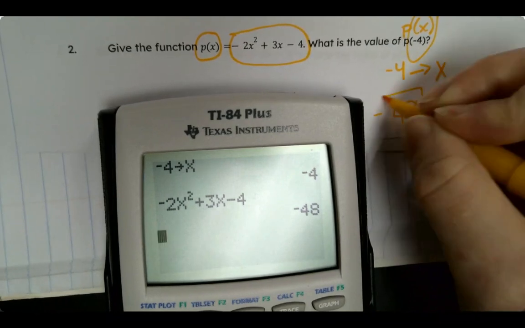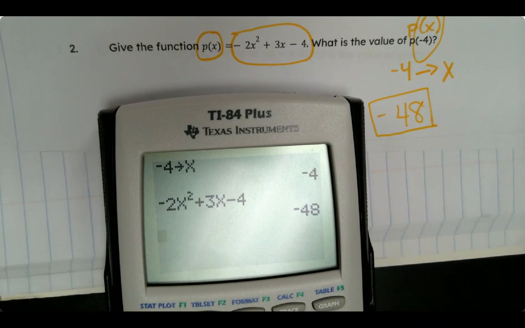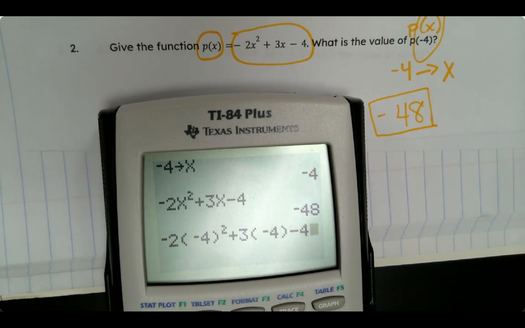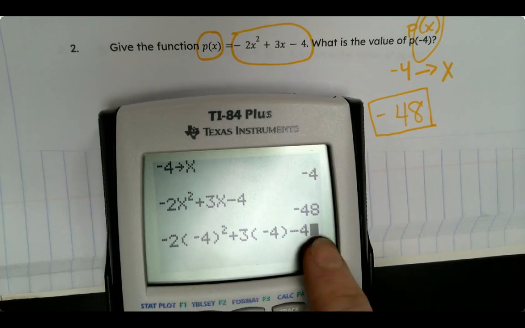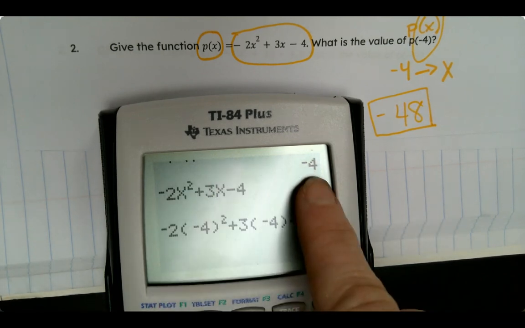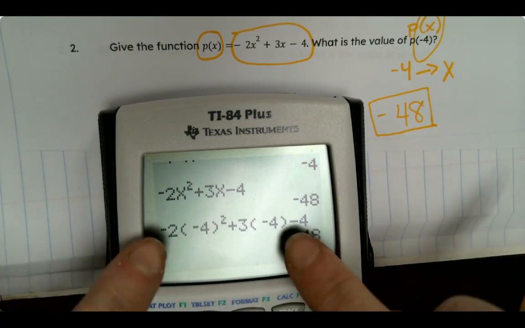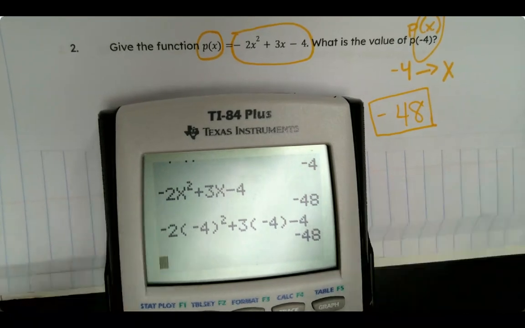There's no answer choices on this. So it's just p of negative 4 is negative 48. What we could have done instead is this. See what I'm doing on the second line? All I'm doing is putting in a negative 4 for x. But what we did is we said x was negative 4 and we just wrote the equation and we came up with the same answer. So essentially our calculator is doing this for us.